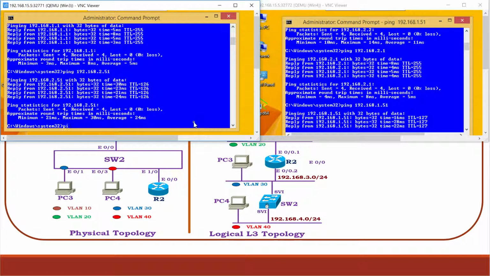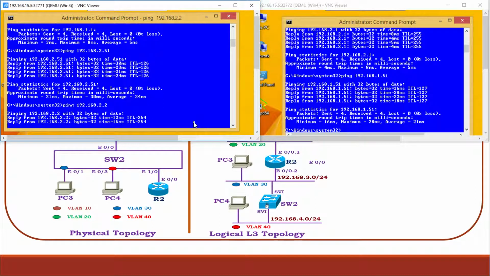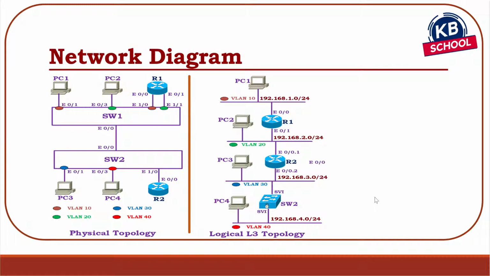PC1, which is this guy, should also be able to ping router 2, which is 2.2. So my whole network right now up until router 2 is working properly. Now the next thing, the next VLAN is this guy over here. This interface we have taken care of already. This interface actually I've taken care of. I'll just show it to you.